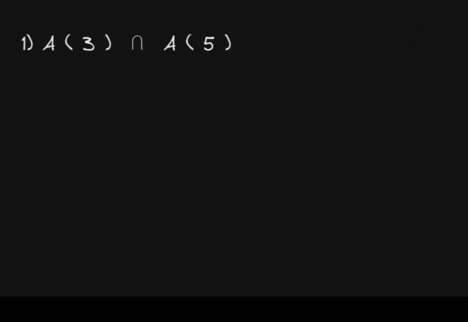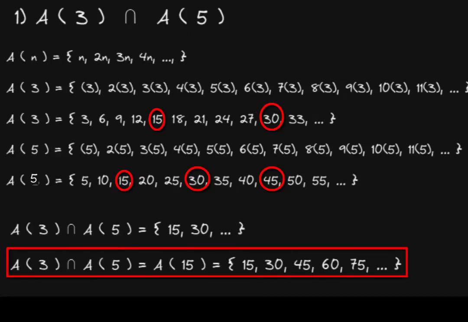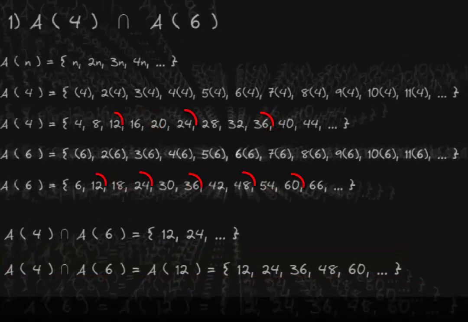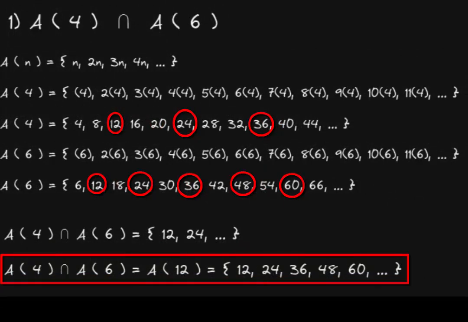List the first 10 elements in function of 3 and 5. What did we get? The intersection will be all multiples of 15. So the intersection is a function of 15. The same applies for 4 and 6. 12 is a multiple of both numbers. And this is all for the test.